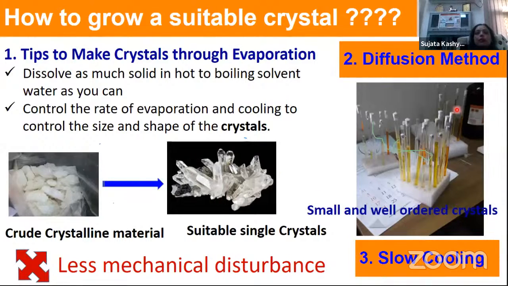Then comes the diffusion method. The diffusion method is also known as the layering method. In this method, we have to make two layers. We have to choose two solvents which are immiscible with each other. Mostly we dissolve our compound in a polar solvent, as most compounds are soluble in polar solvents. So we take our sample, dissolve it in a suitable solvent, and then we place it in this type of tube. Can you see this tube? This tube is a crystallization tube.